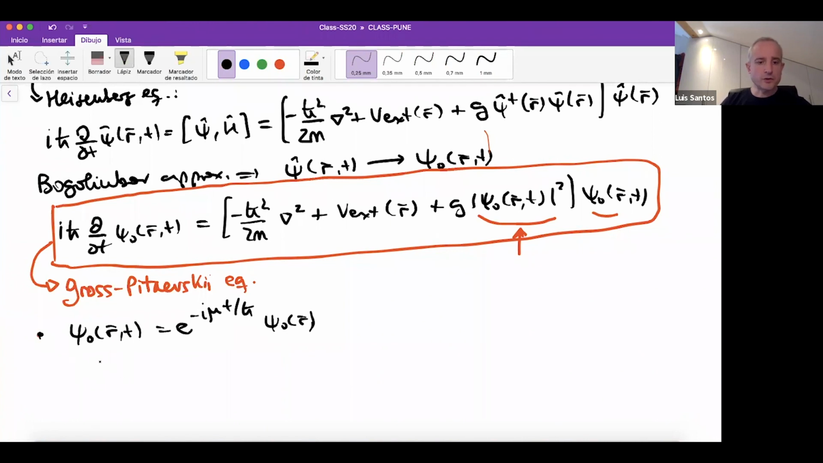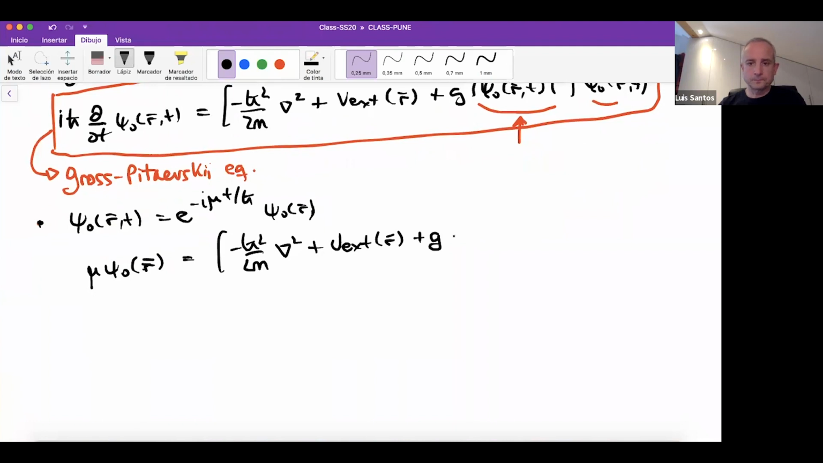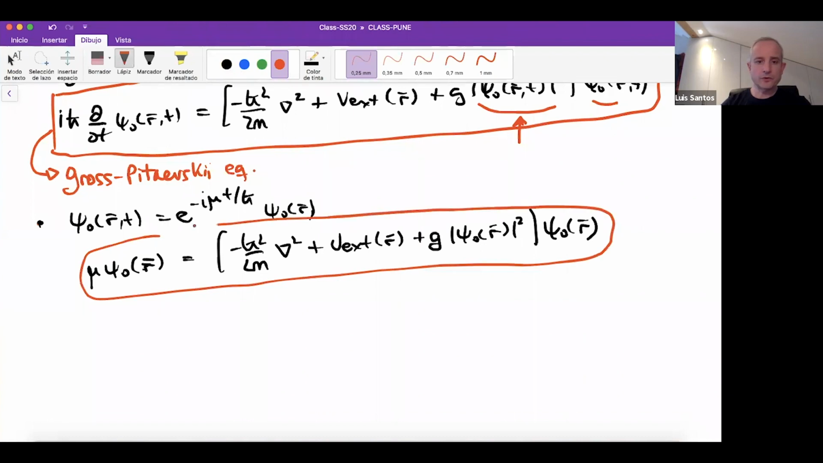Now, if you substitute this into the Gross-Pitaevskii equation, then you get simply this thing. Okay. This is the time-independent version of the Gross-Pitaevskii equation. This is the equation that you use in order to find ground states. And you fix the chemical potential by normalization. You impose that if you sum over all the condensate wave function density, then you will get the total number of particles in the system. And this fixes, at the end of the day, the chemical potential. We will see an example later on.